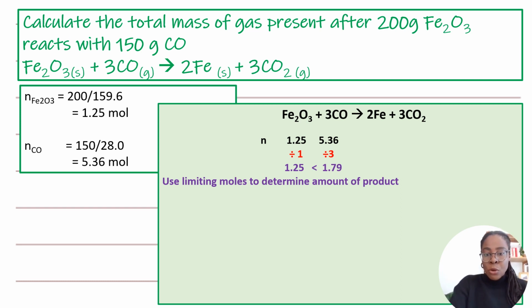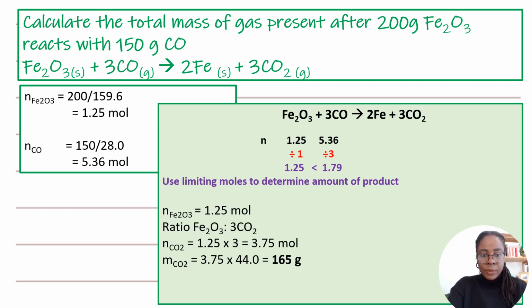So we're going to use those moles to determine the mass of CO2 that we can make. Now, the ratio of the iron 3 oxide, rather, to carbon dioxide is 1 to 3. So our moles of CO2 is 3.75 moles. Mass as moles multiplied by Mr gives us 165 grams of CO2.